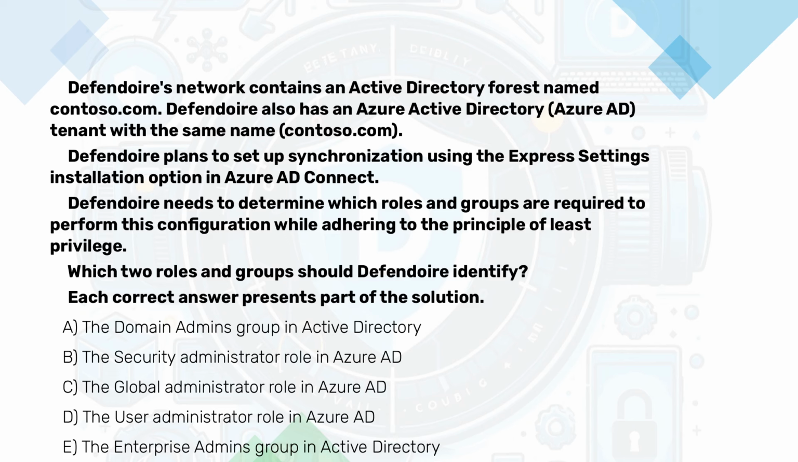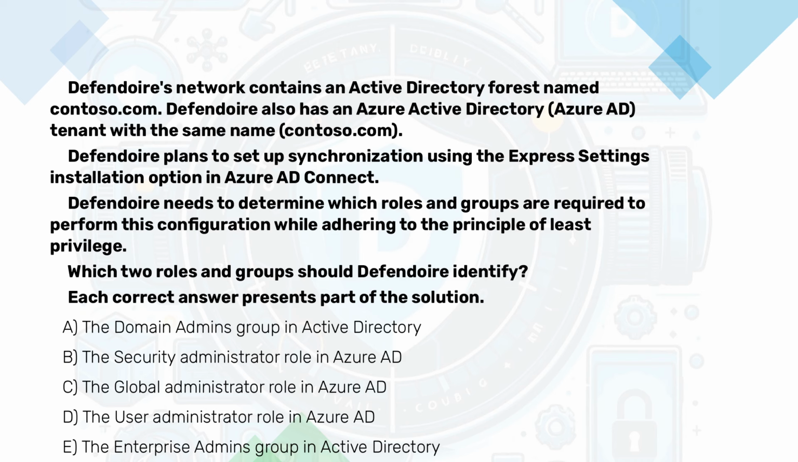Our network contains an Active Directory forest. We also have an Azure Active Directory tenant with the same name. We plan to set up synchronization using the Express Settings installation option in Azure Active Directory Connect. We need to determine which roles and groups are required to perform this configuration while adhering to the principle of least privilege. Which two roles and groups should we identify?